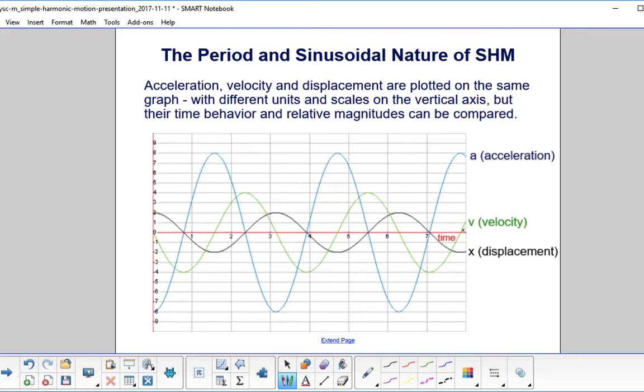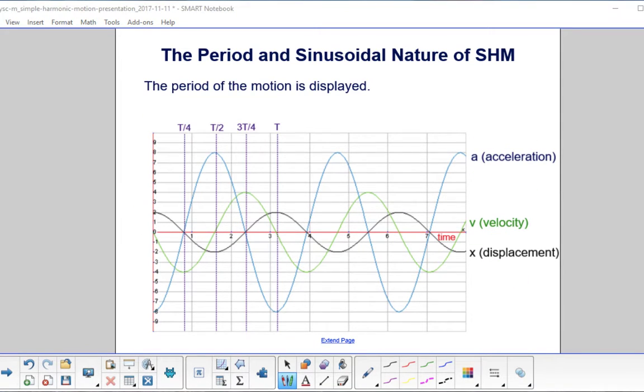Now we will put all three motion variables on one graph. And we're going to plot them with different units and scales on the vertical axis. And you can do that. These numbers are somewhat arbitrary over here. Don't worry about them. But you could have one scale for acceleration, one for velocity, one for displacement. And you would put those numbers over here. Now we know they have to be different, right? Because the max for the displacement, the maximum value would be A. The velocity would be omega A. And the acceleration maximum value is omega squared times A. But this is a nice graph to show their time behavior and their relative magnitudes.